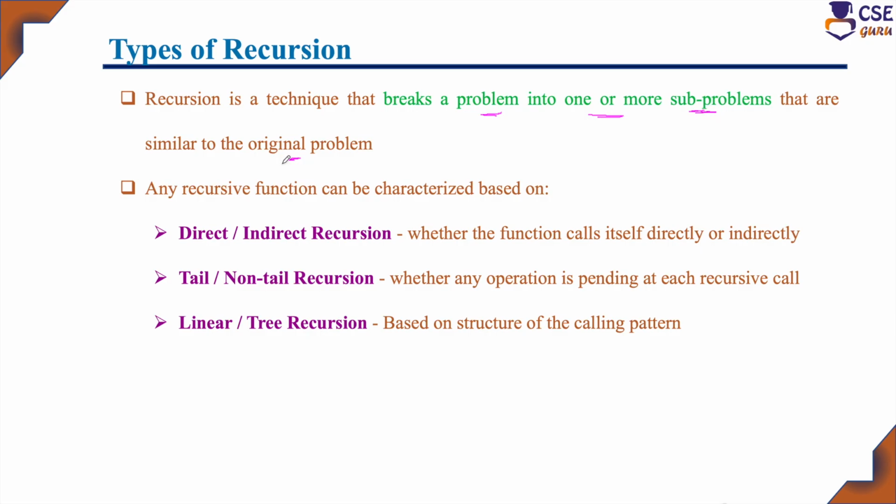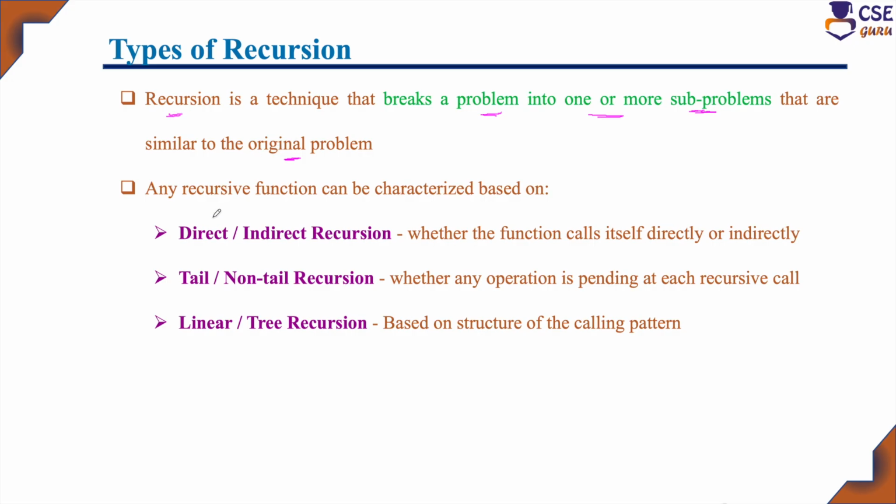The code or steps required to solve the original problem are the same steps required to solve the subproblem also. Only the value varies here. So if you find the solution for these subproblems and combine those solutions, finally you will get the original problem's solution. That is nothing but recursion.